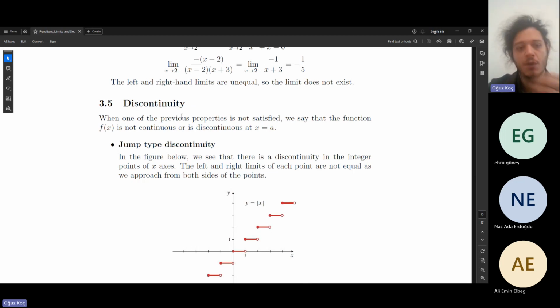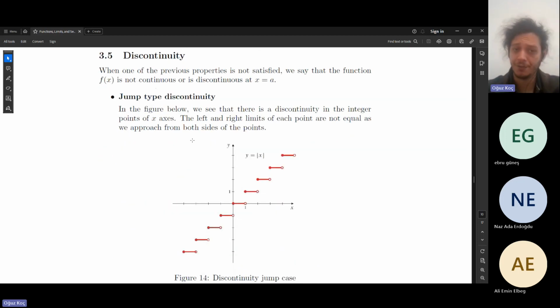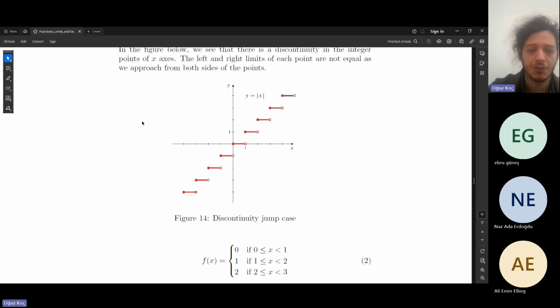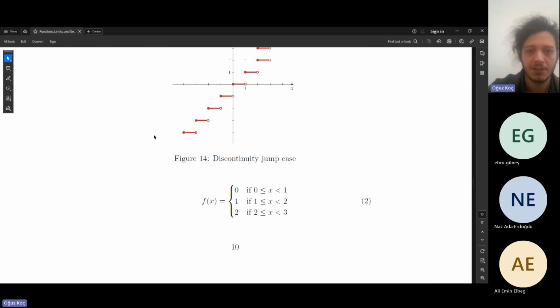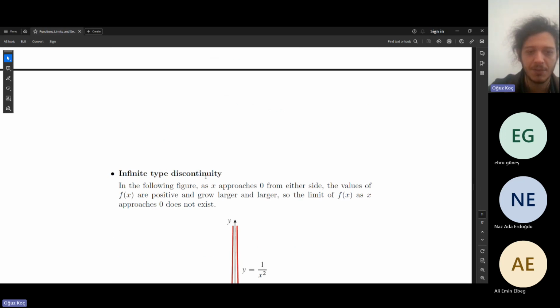Let's continue with discontinuity. When one of the previous properties is not satisfied, we say that the function f(x) is not continuous, or is discontinuous, at point x equal to a. We already talked about the case here. And if we illustrate it, there are two discontinuities that I want to talk about. One of them is jump type discontinuity, and the second one is infinite type discontinuity.